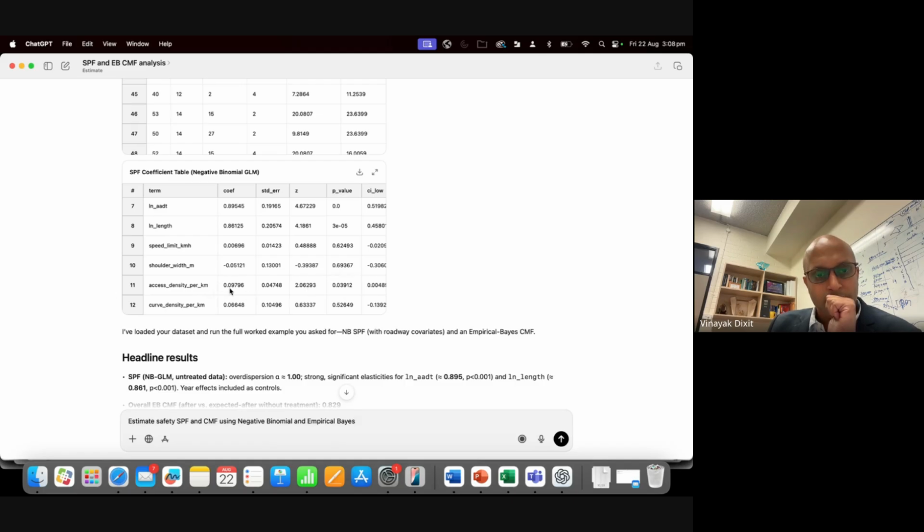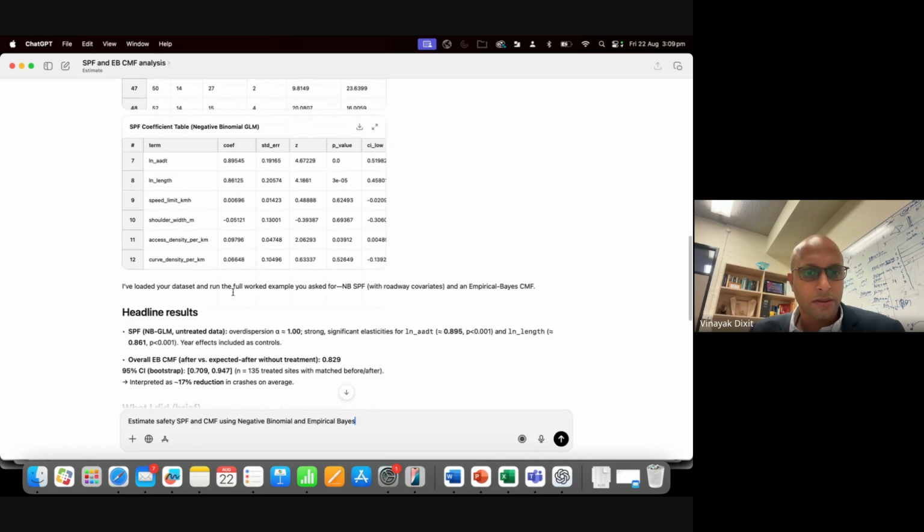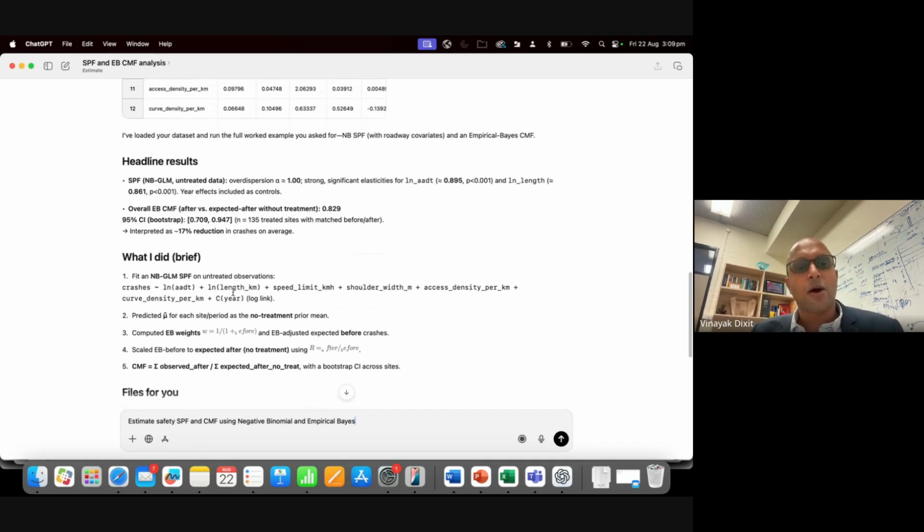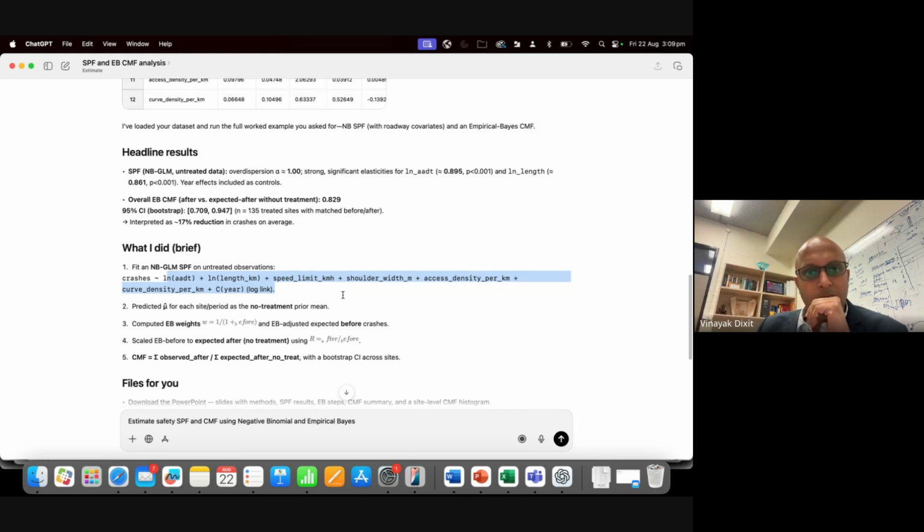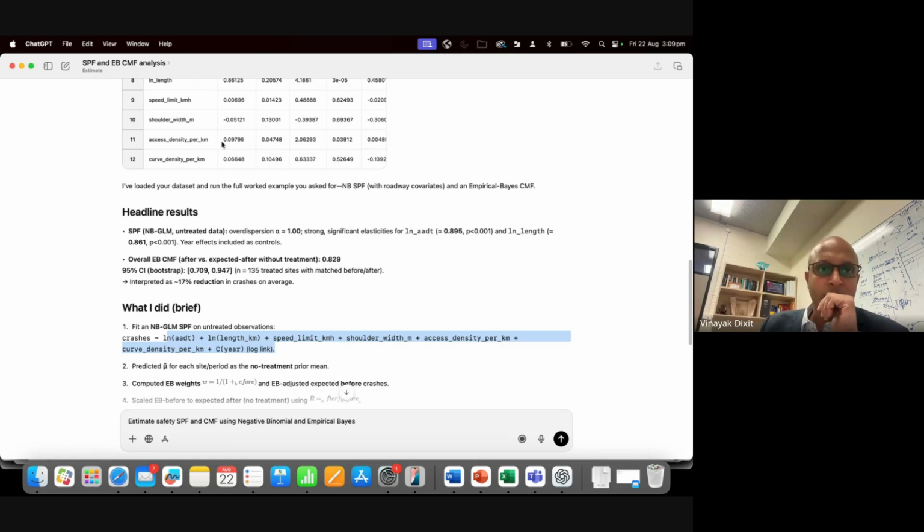So what does this mean? What this basically is telling you is that for a given access density, the CMF is going to increase. So the CMF is exponent of 0.09. All right, so that's basically how it's set up. So when you're doing your negative binomial GLM model, this is how you set up your model, and it tells you what the CMFs are for each of these.